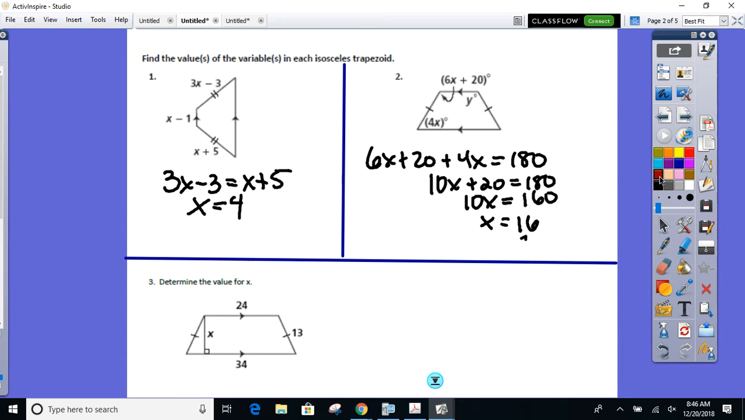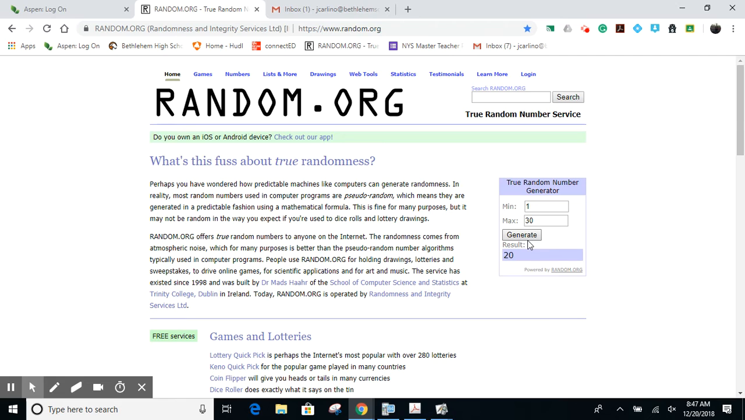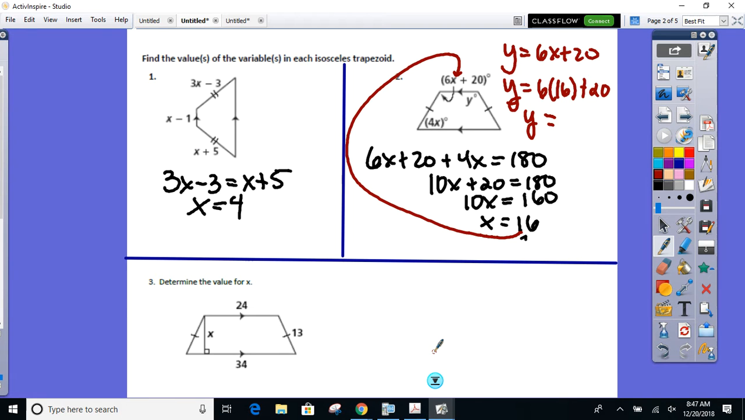So we could substitute 16 in for x in 6x plus 20. Yes, we can. And then set that equal to y. Yep, because what do I know about those 2 angles up there? Everyone agree that y is equal to whatever 6x plus 20 is? So I can say y is equal to 6 times 16 plus 20. When you're ready, the value of y. Here we go, the value of y when you're ready. 116, yes.